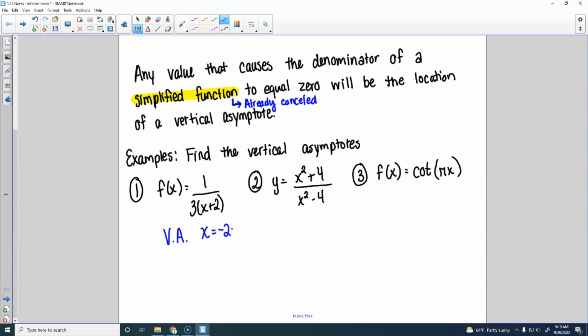All right, the second one, can I factor? Can I factor x squared plus 4? I cannot, because it's got that plus sign. But I could factor the bottom into x plus 2, x minus 2. Is it going to cancel with the numerator at all? It will not, because we can't factor it. So we're going to have two vertical asymptotes. For this one, x equals positive 2, x equals negative 2.